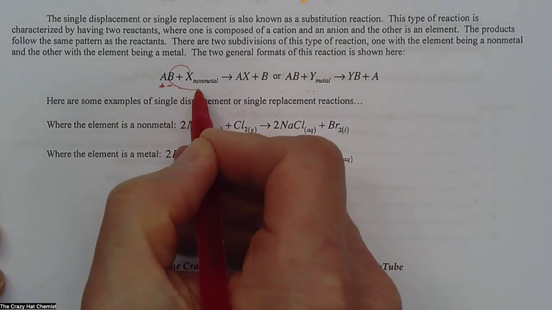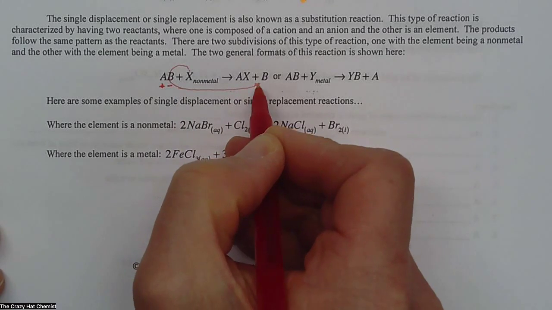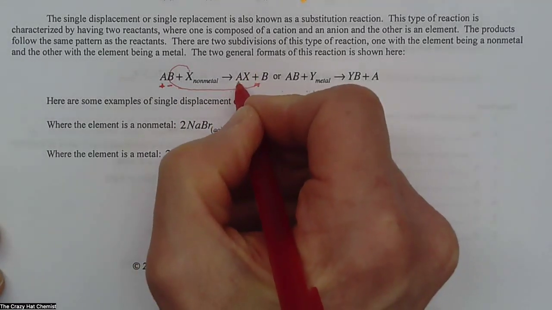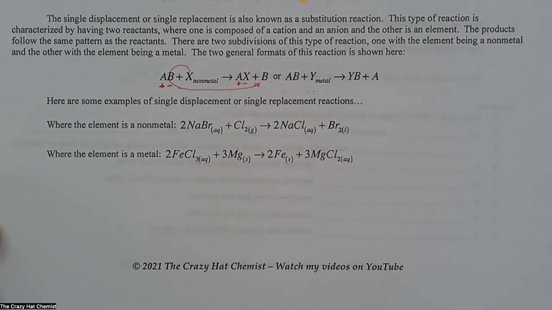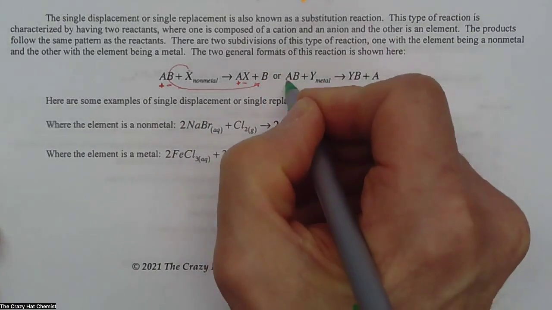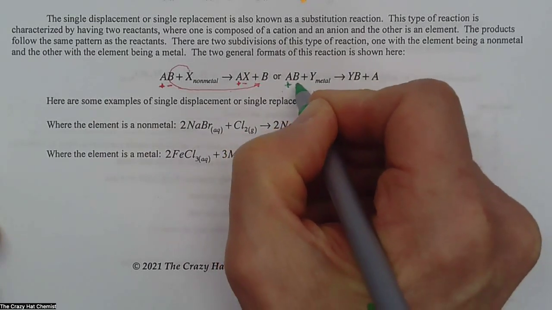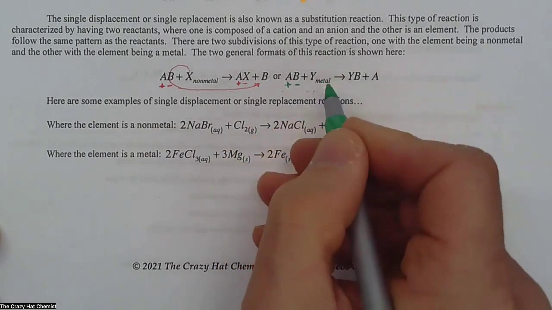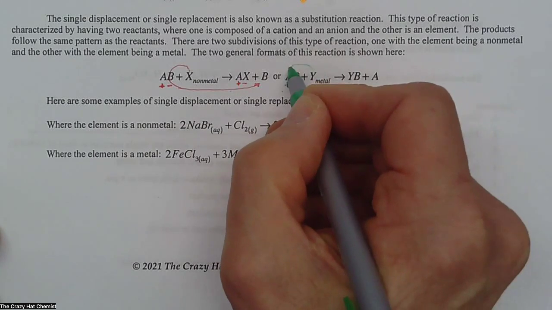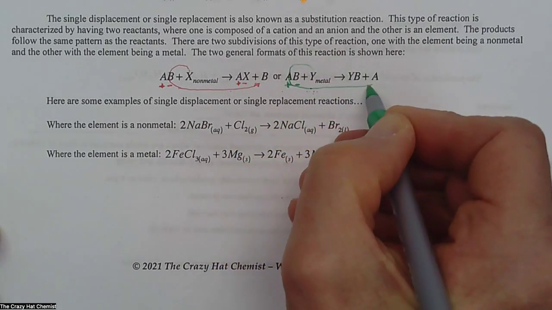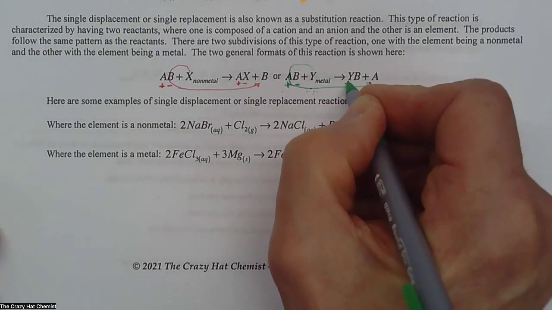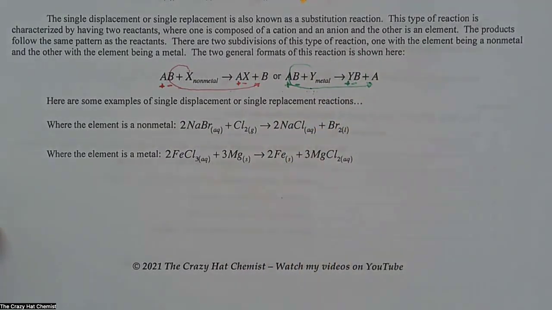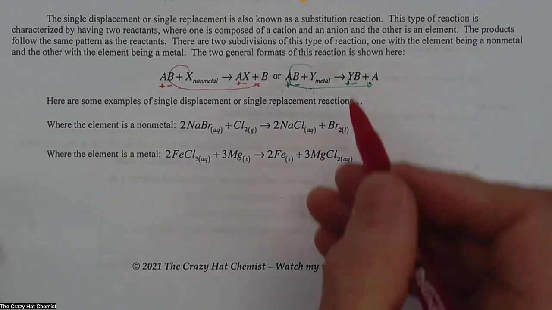Then that B will now be an element all by itself, and then you will still have a cation anion on the product side. Or the other possibility is you have a cation anion, and you have an element that is a metal. That metal will displace the cation. The cation will now be by itself as an element, and you will have YB, which is a cation anion combination.